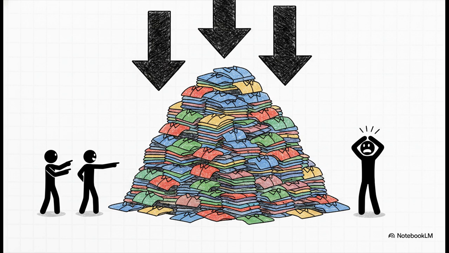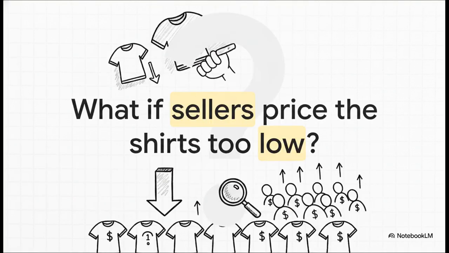With unsold inventory literally piling up to the ceiling, sellers inevitably start undercutting each other just to clear out some space. And that forcefully drags the market price down. So we know for sure that setting the price too high triggers a reaction that pulls the price right back down. But what happens if sellers price the shirts way too low?